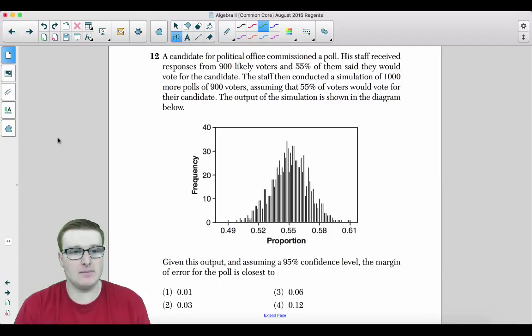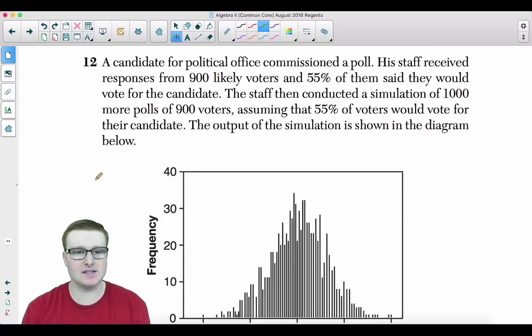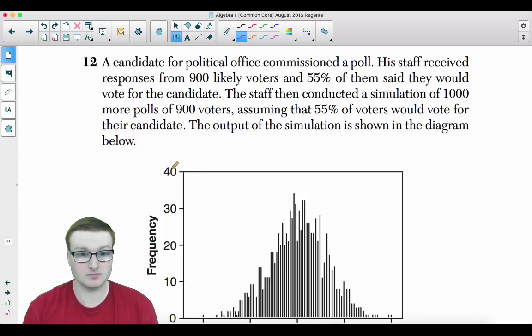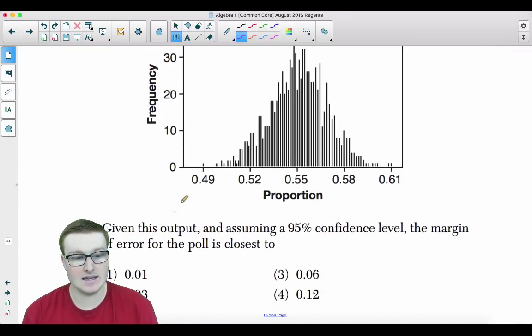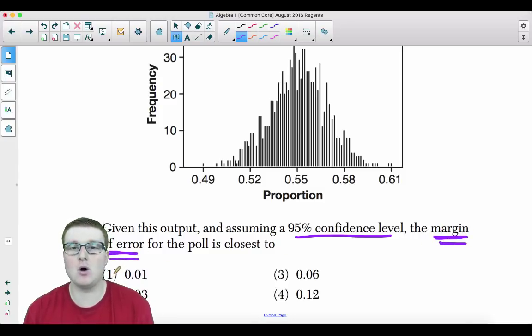Last question of the video, number 12. A candidate for political office commissioned a poll. His staff received responses from 900 likely voters, and 55% of them said that they would vote for the candidate. The staff then considered a simulation of 1,000 more polls for 900 voters, assuming that 55% of the voters would vote for their candidate. The output of the simulation is shown in the diagram below. Okay. Given their output and assuming a 95% confidence level, the margin of error for the poll is closest to what?